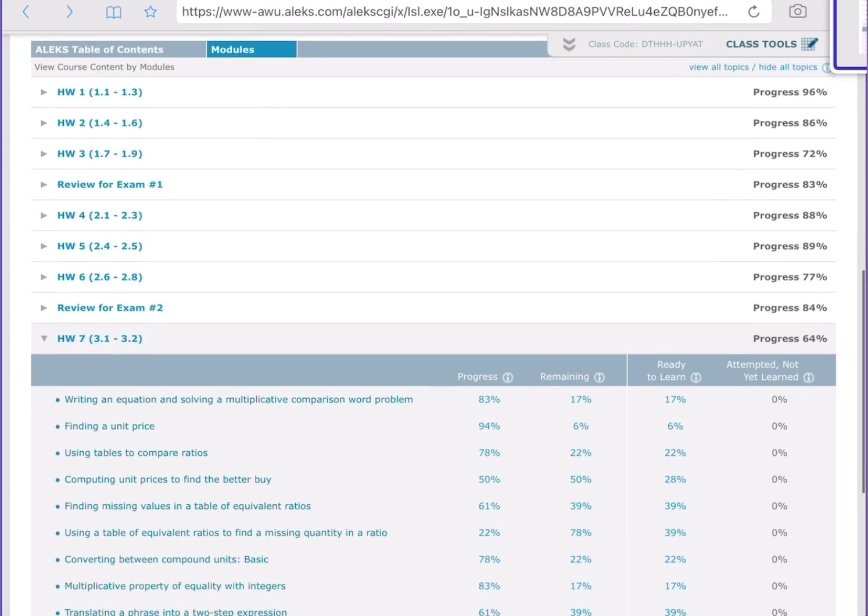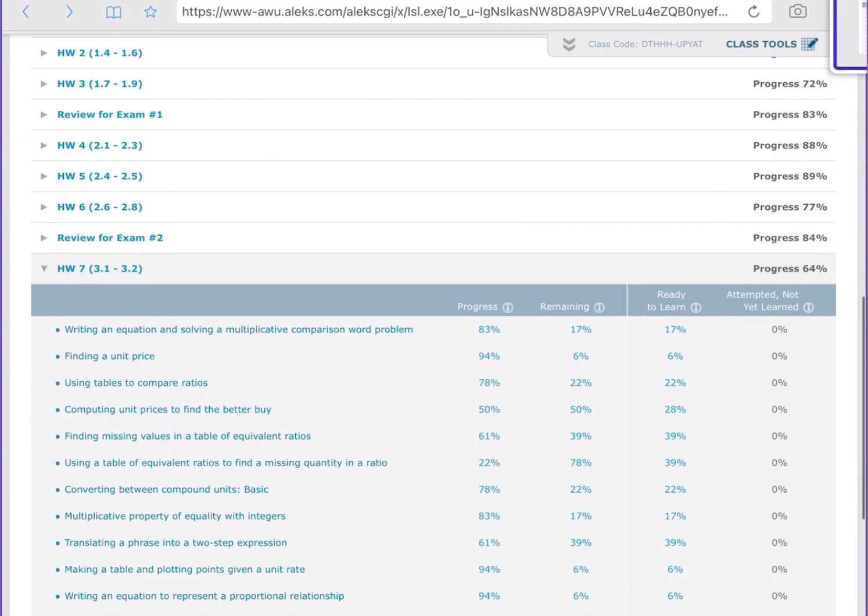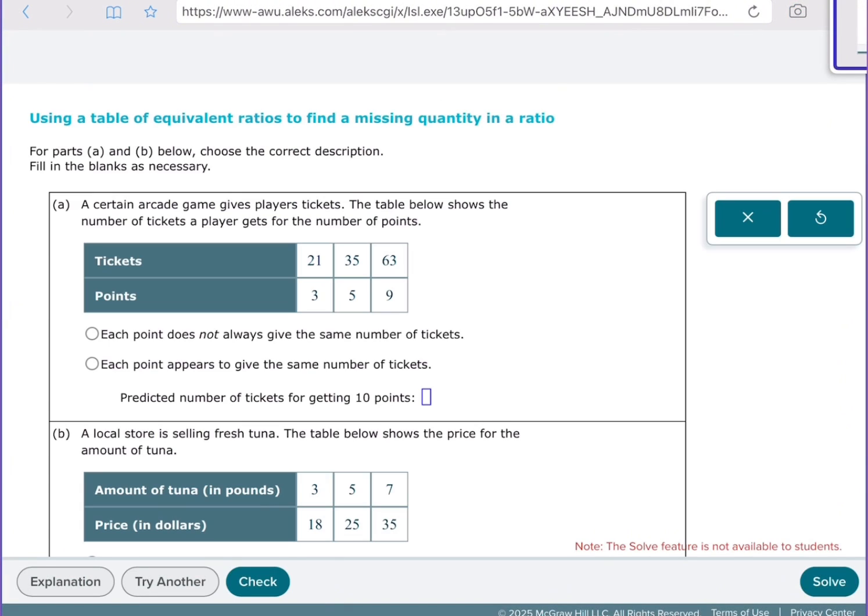So let's go to using a table of equivalent ratios to find a missing quantity in a ratio. For parts A and B below, choose the correct description. Our first scenario has tickets and points. A certain arcade game gives players tickets. The table below shows the number of tickets a player gets for the number of points.